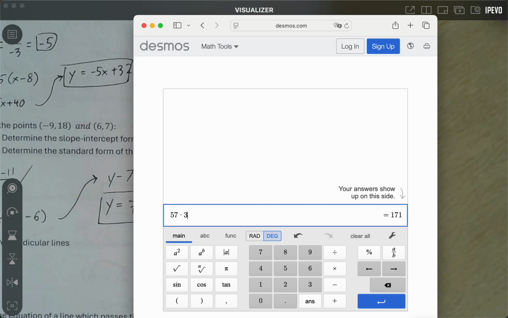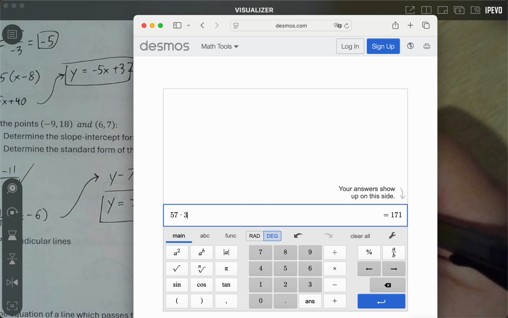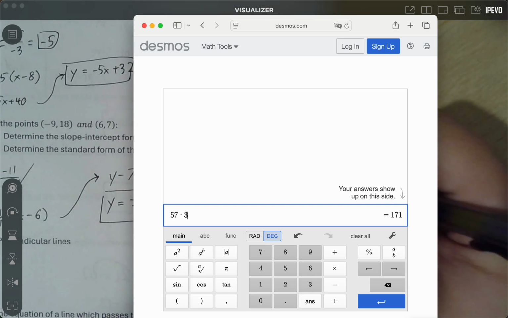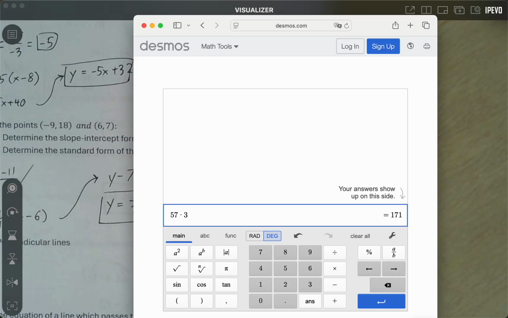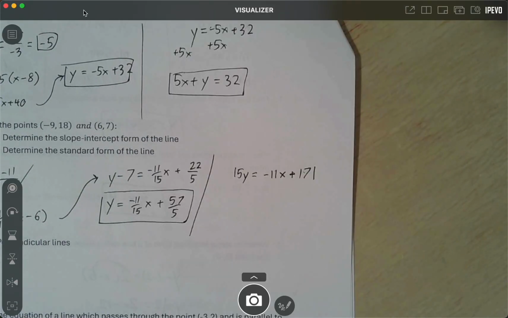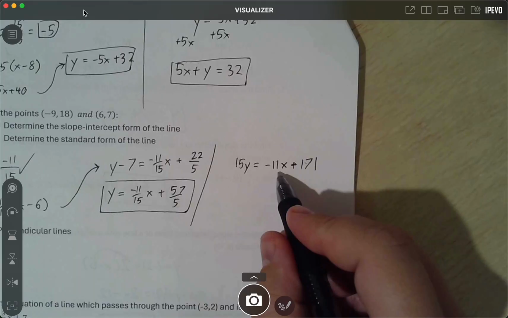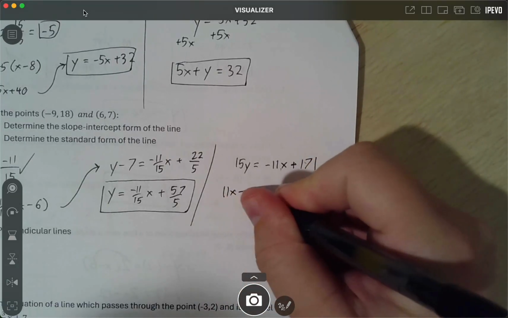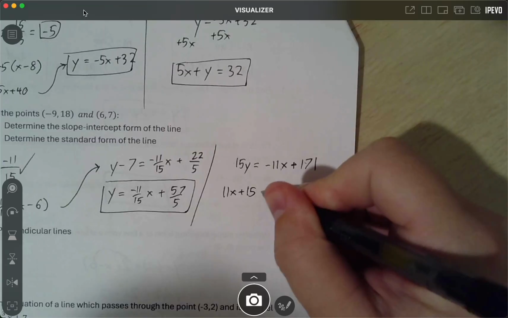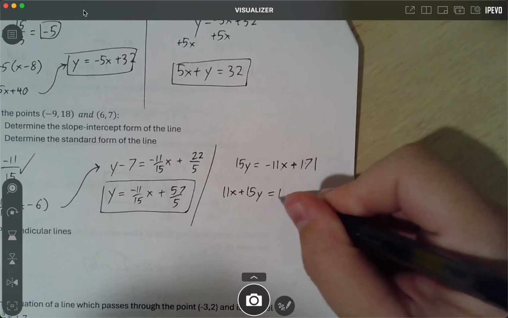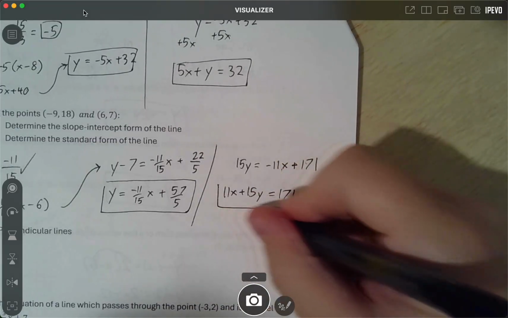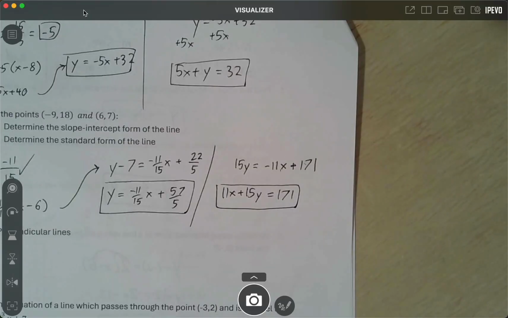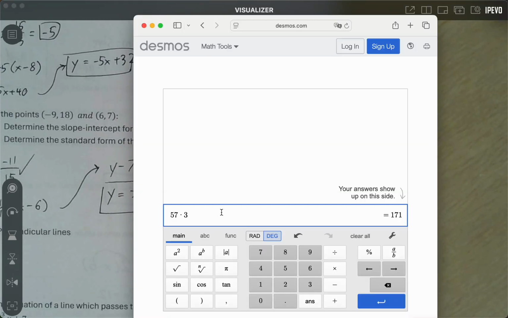57 times 3 is 171. Gross. All right, now that I have 171, I should be able to add this 11x to the other side. Now the x is positive and it's on the left. I've got my 15y and I've got 171 over here. Once again, general form looks pretty ugly, but that is correct. And let's verify it's correct.